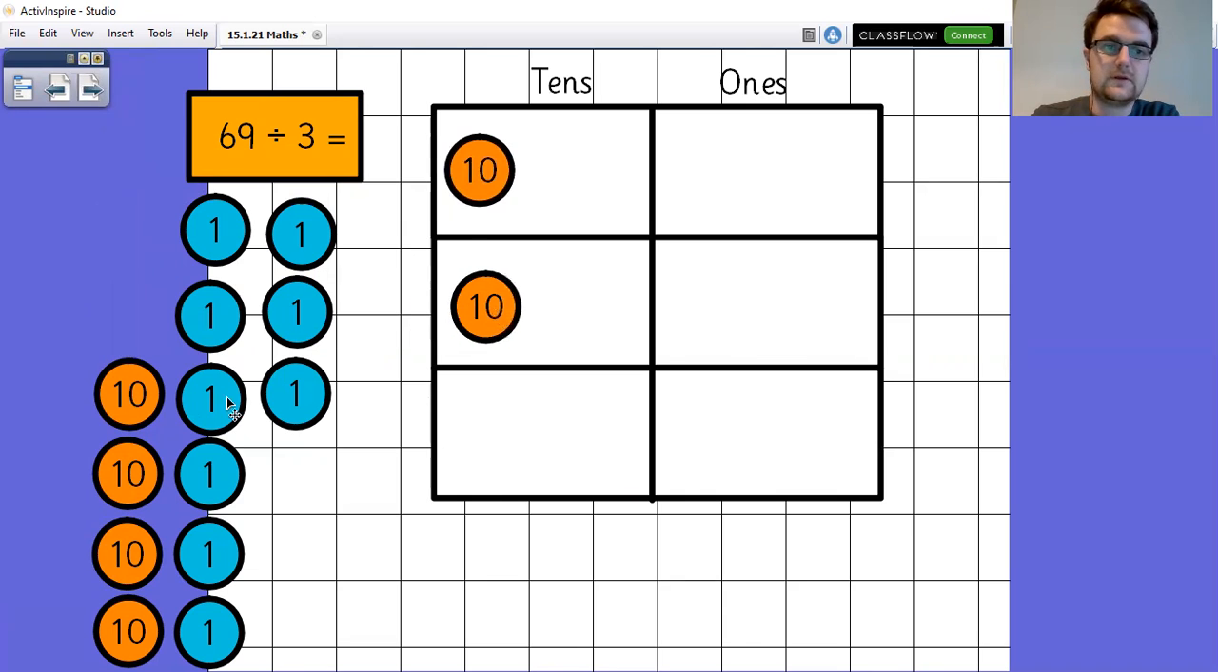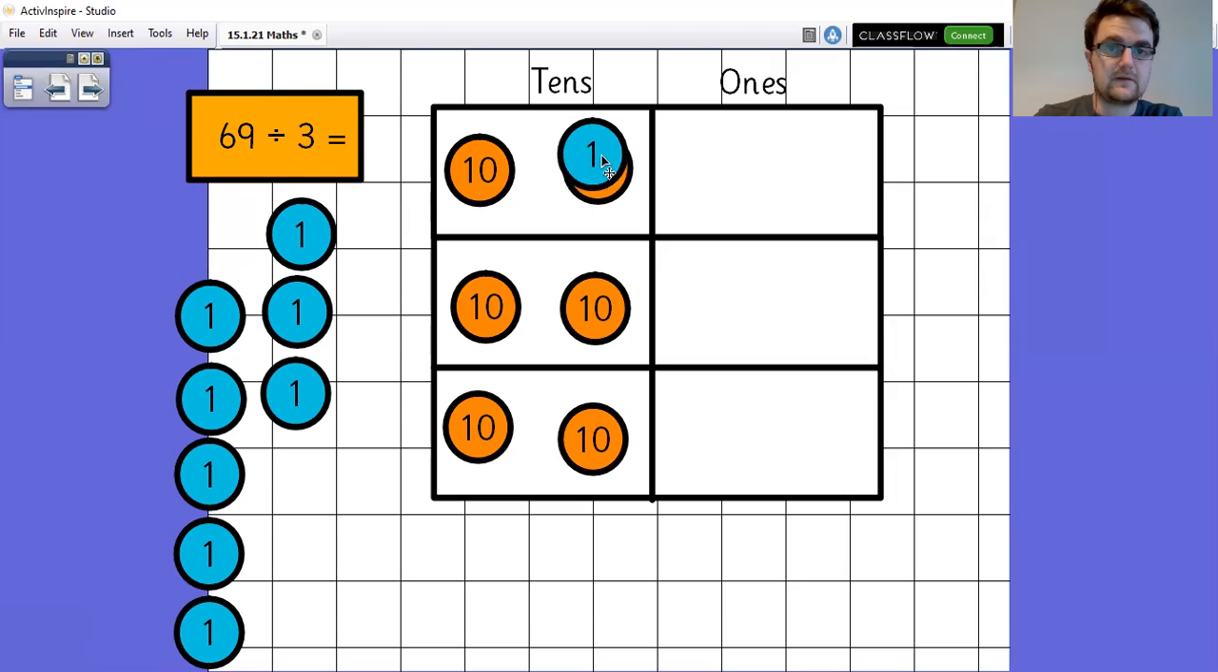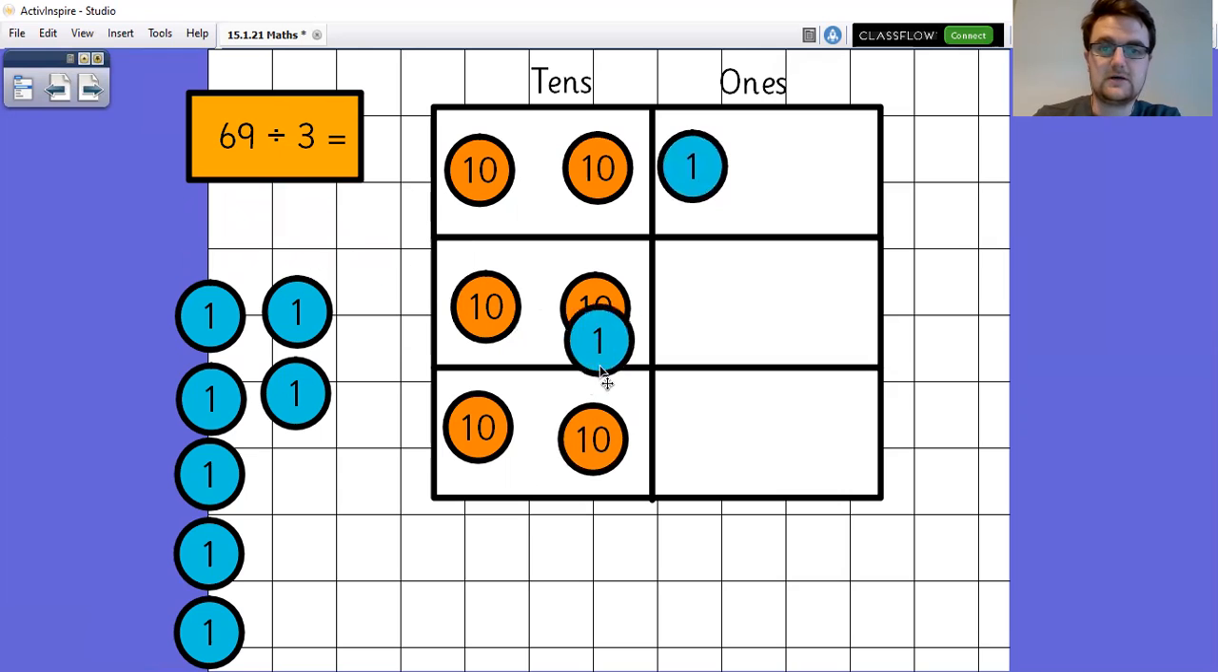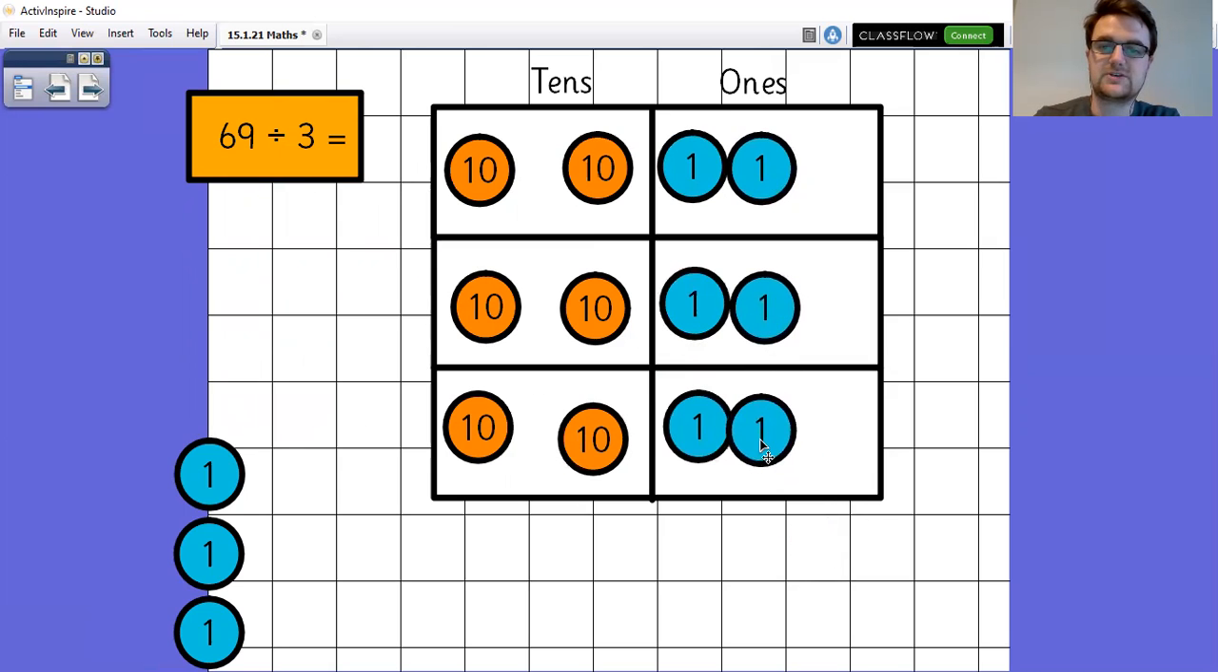I'll do 1 at a time so that I make sure I don't get muddled. There we go. So 2 in each again. And then I've got 9 ones to share. I will do it in each row, one at a time. Just makes it clear that you are sharing it equally and I'm not overloading the top one.